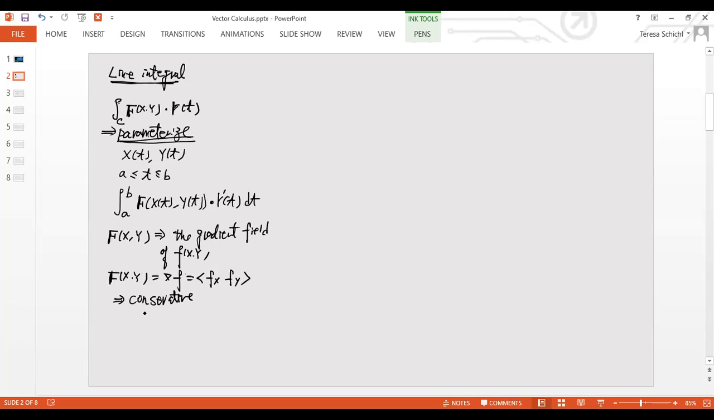If this is a conservative field, then we have several good properties. One way to test whether it is a conservative field: if you write F as P of x, y, these are your i components, plus Q of x, y, your j components, then the way we check it, we say if the partial of Q with respect to x equals the partial of P with respect to y, then F of x, y is conservative.